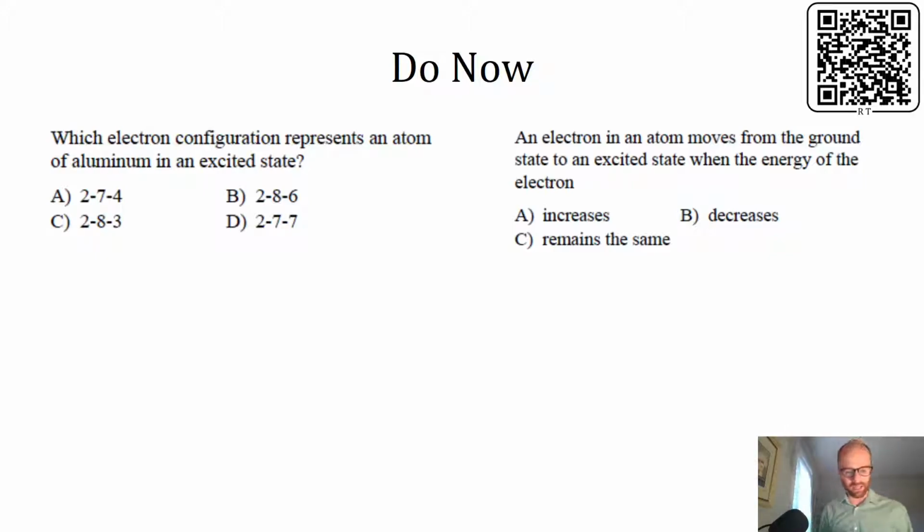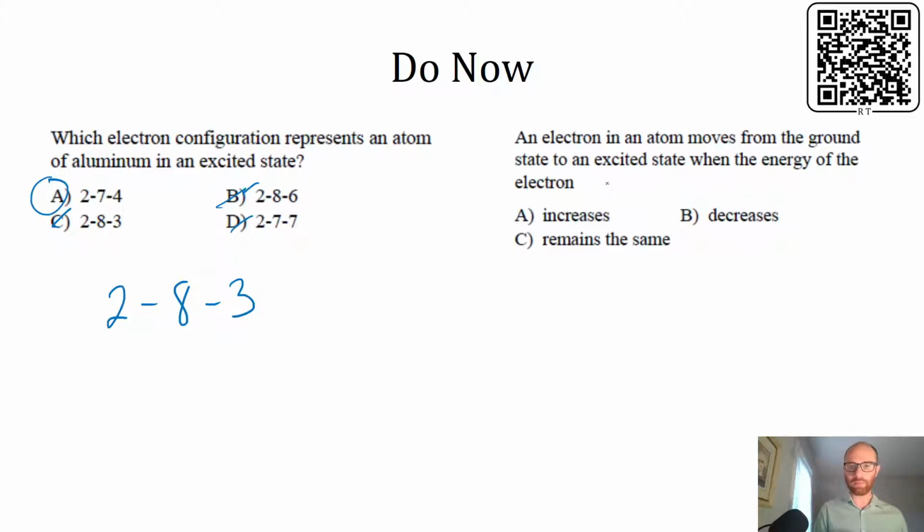To write an excited configuration for aluminum, we should first look up the ground state configuration of aluminum, which is 2-8-3. So what we're looking for is something that has 13 electrons and isn't 2-8-3. So that rules out C as a potential answer, and also B and D because that's the wrong total number of electrons, leaving us with A.